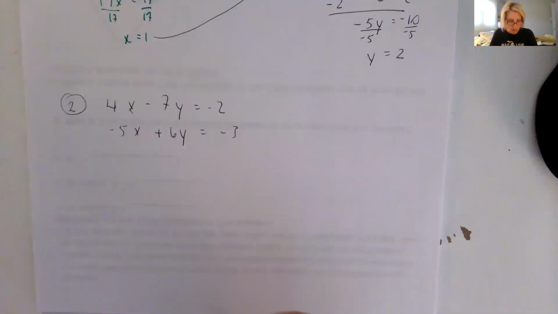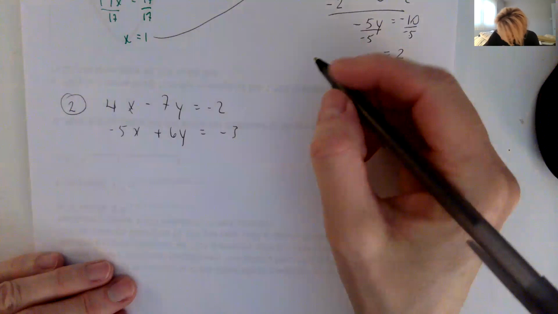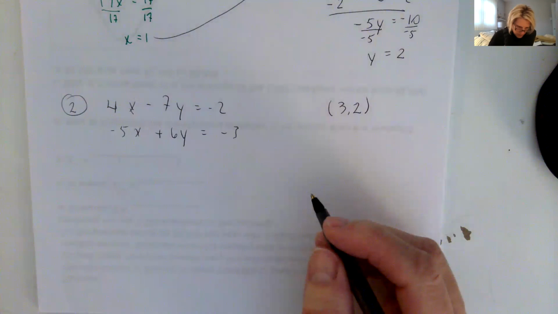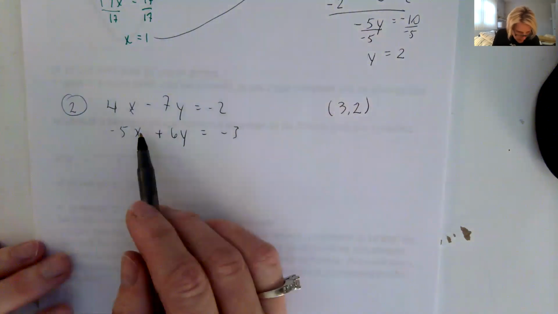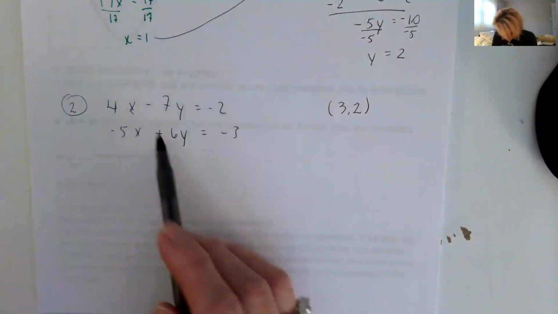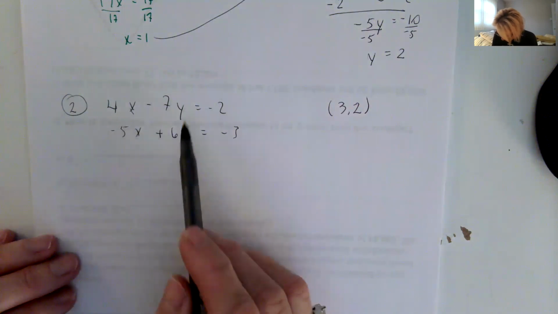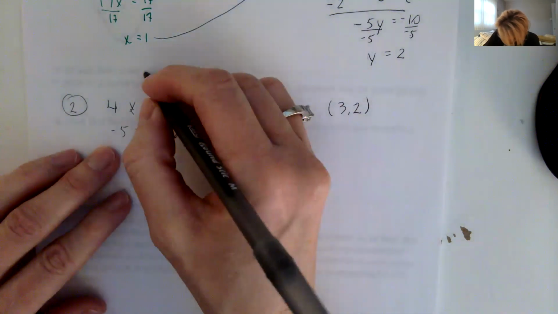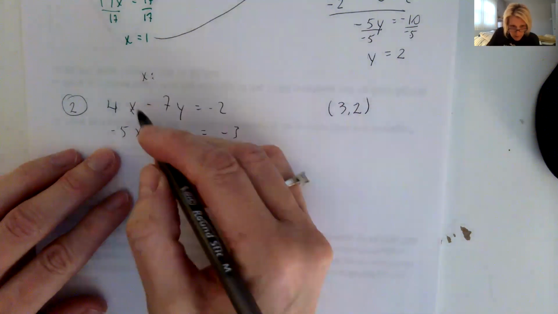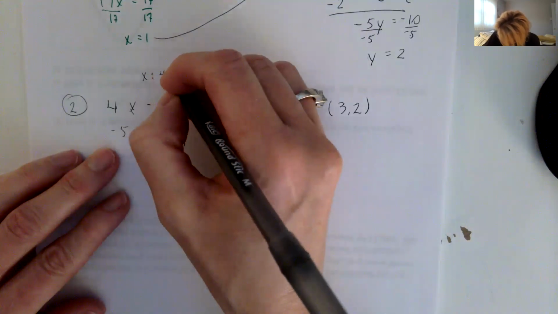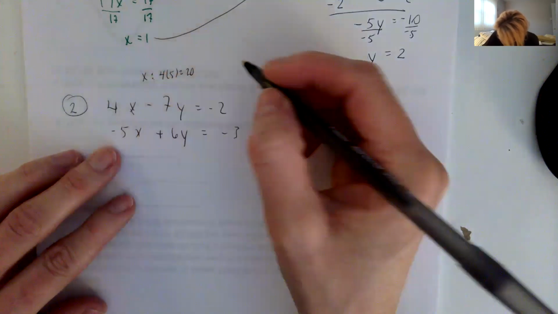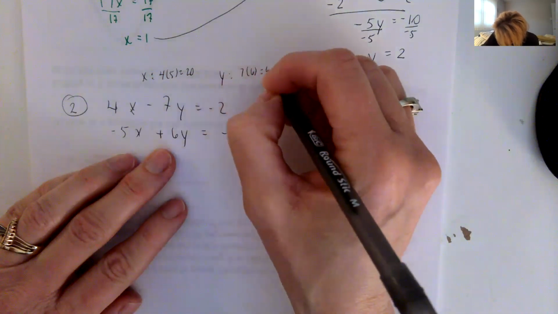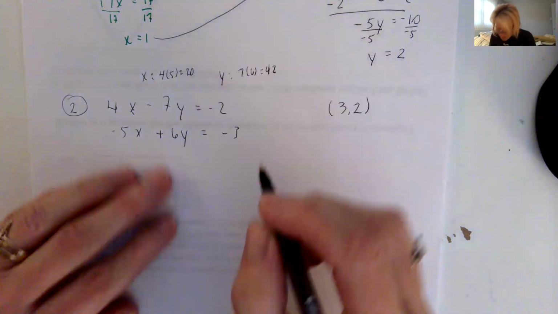Question 2, if you go to Desmos, you will be able to see that the solution should be (3, 2). Now, this again is set up for addition because my x's are lined up and my y's are lined up. I'm going to just use common multiples. For x, it could be 4 times a negative 5 or 4 times 5, so we could get them both to 20, or y could be 7 times 6, and we could get those both to 42. It's up to you.